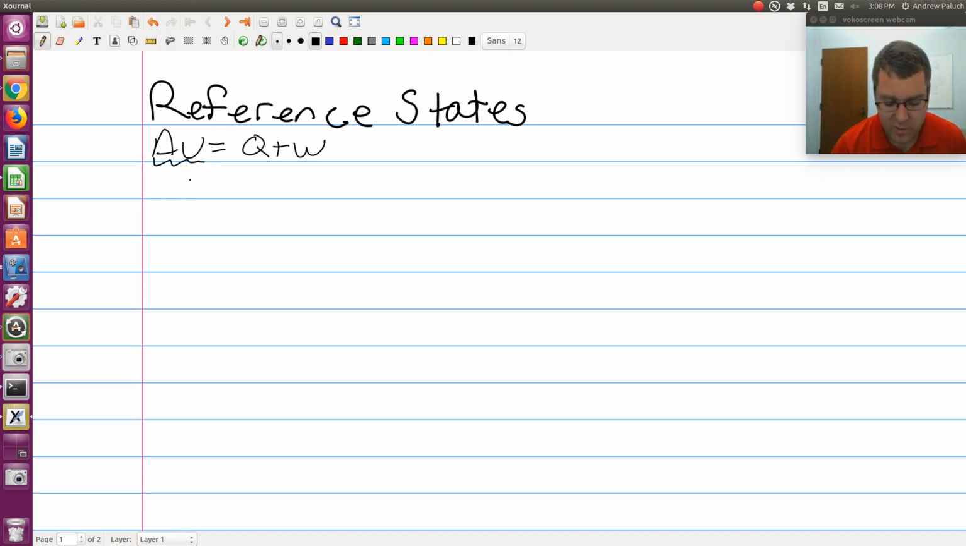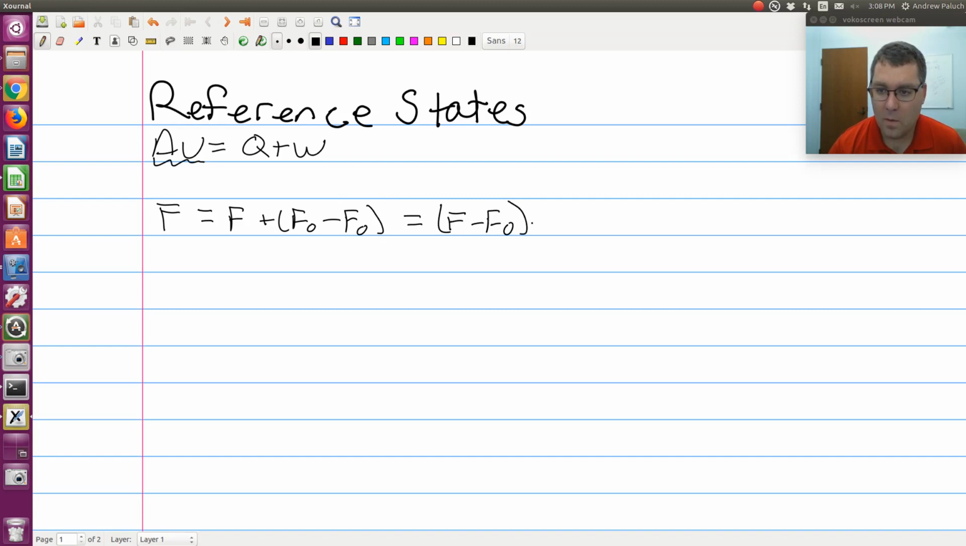Just to go over where these things come from, or how we can define these absolute quantities, imagine I want to calculate some thermodynamic state function f, an absolute value of f. I'm going to use my favorite mathematical trick, and add 0. So I'm going to say f is equal to f plus f naught minus f naught. f naught minus f naught is just 0, and anything plus 0 is that anything. I'm going to rearrange this to be f minus f naught plus f naught.